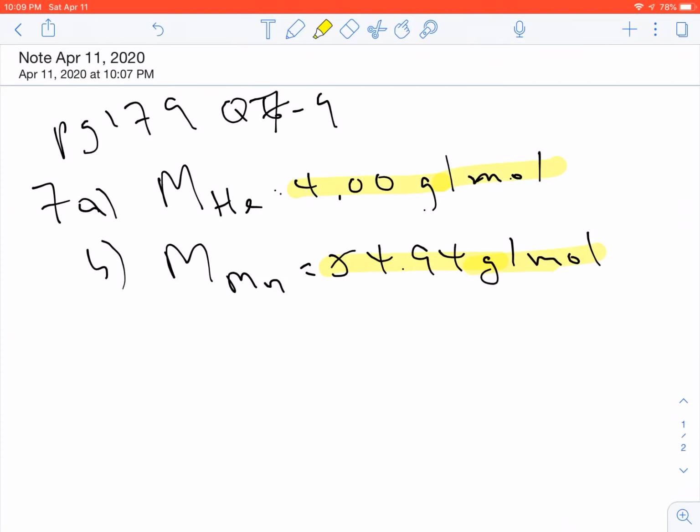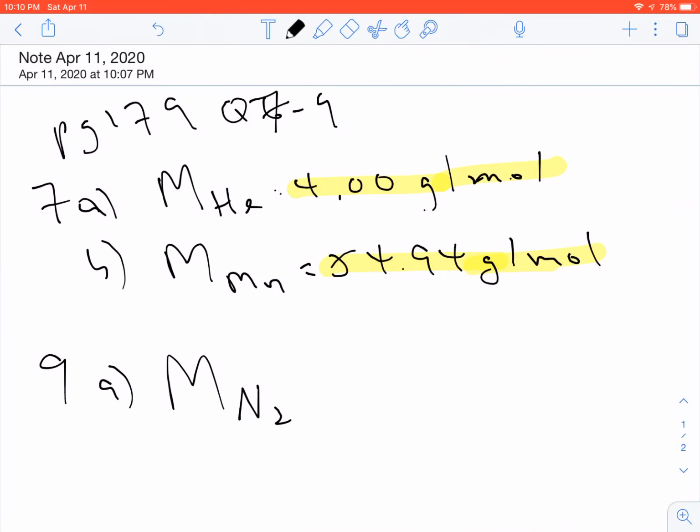If I look down to question 9, and I look at A, it says calculate the molar mass for these elements. What is the molar mass for nitrogen gas? Now again, remember, nitrogen is one of those 7 elements, right? H, N, O, F and the halogens: H2, O2, N2, and the halogens.